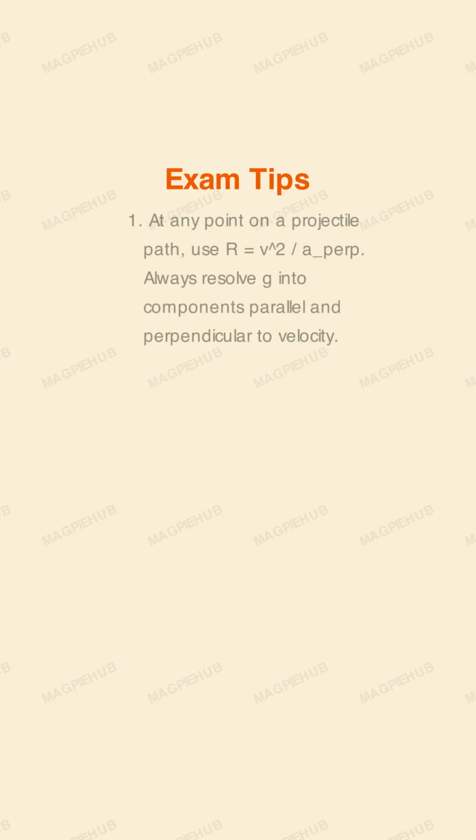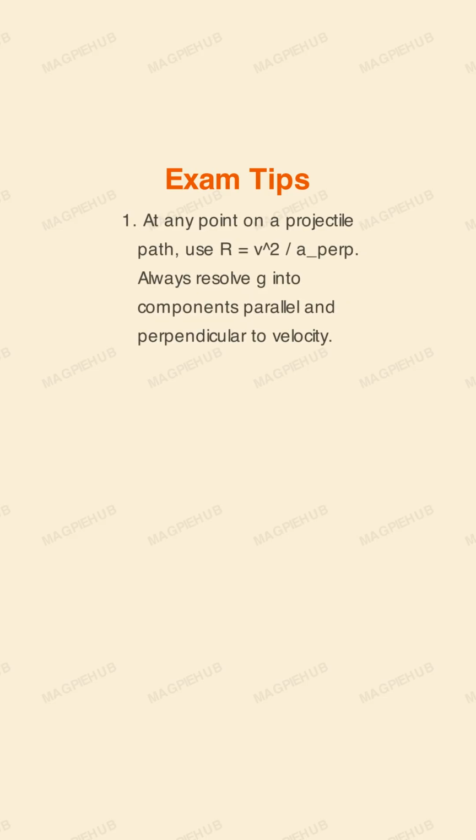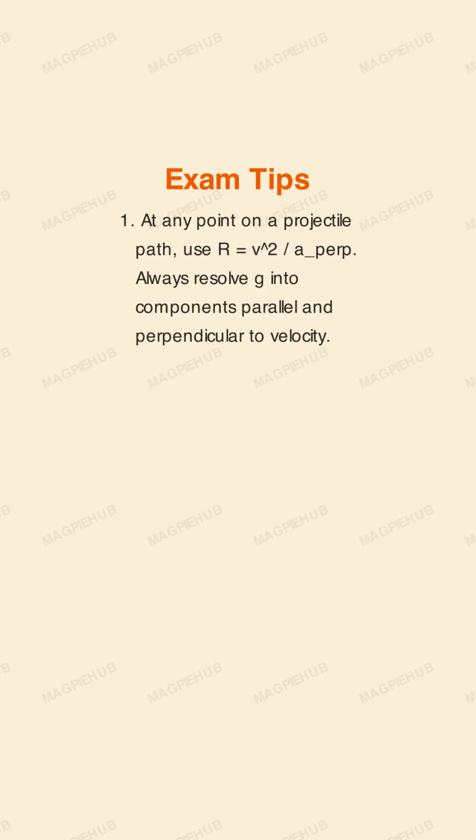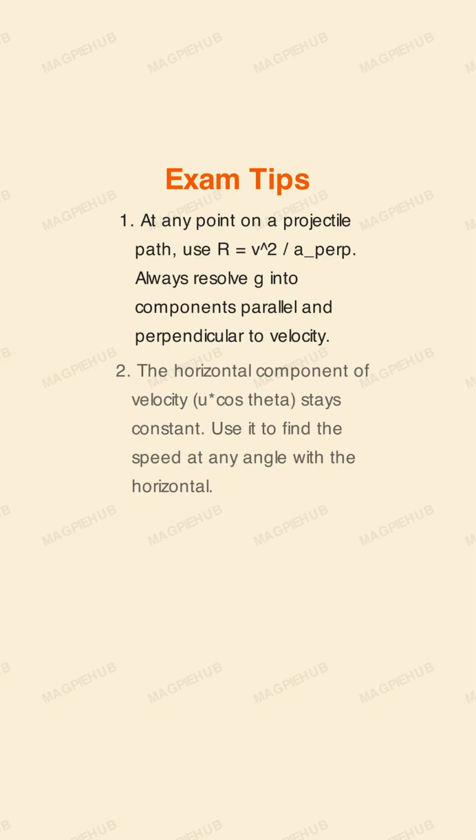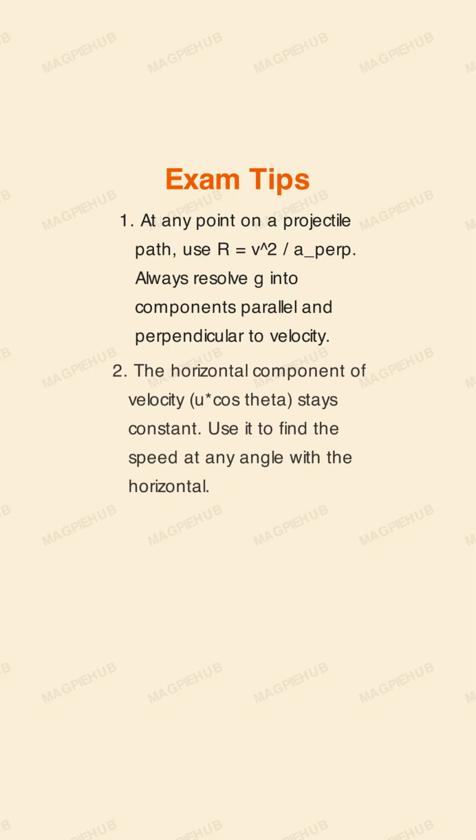Exam tips. First, at any point on a projectile path, always use the formula r equals v squared over a perpendicular. Resolve g into components parallel and perpendicular to the velocity. Only the perpendicular component provides centripetal acceleration. Second, the horizontal velocity u cos theta remains constant throughout the motion. Use it to find speed at any angle. If velocity makes angle alpha with horizontal, then v equals u cos theta divided by cos alpha.